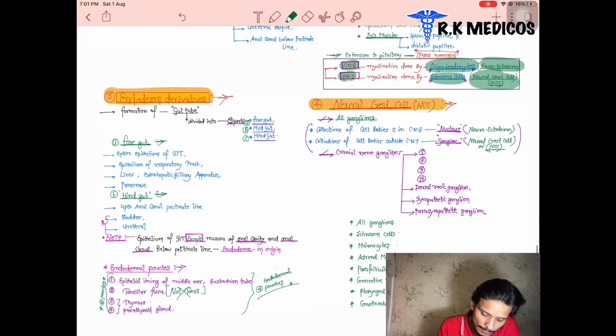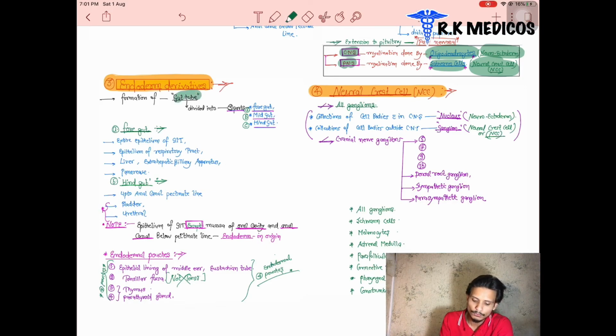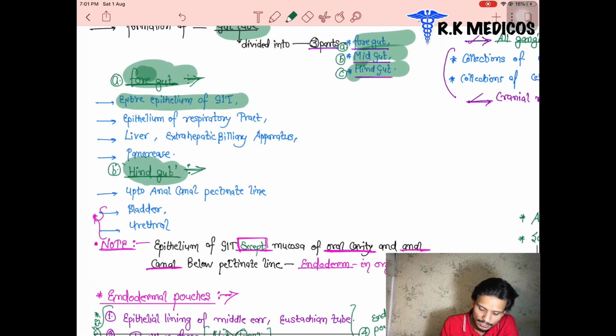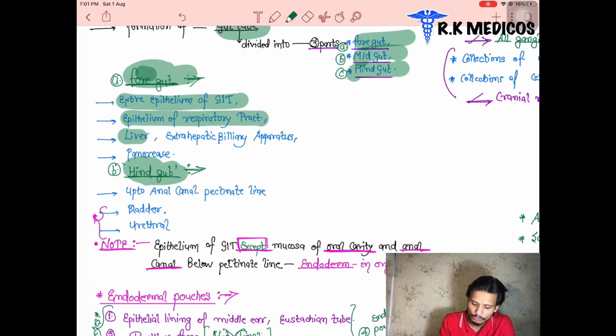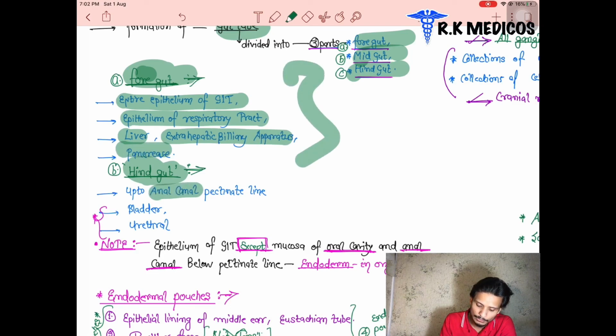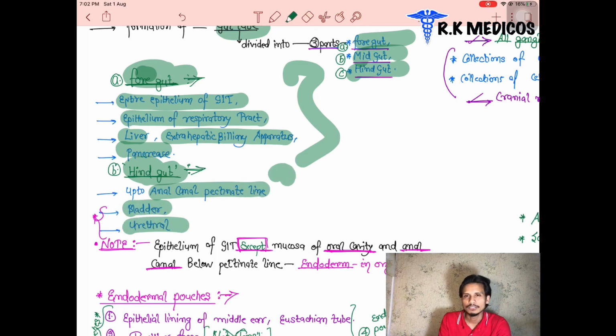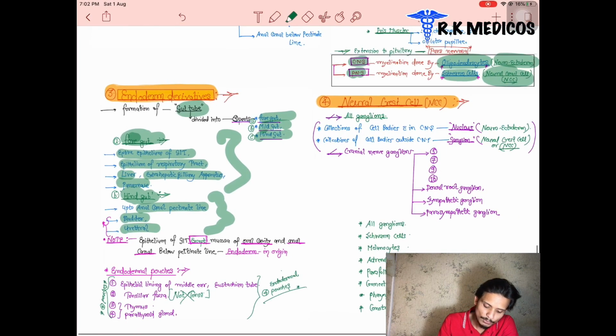Now endoderm development. We can see the gut tube, all the foregut, midgut, hindgut. The foregut, midgut and hindgut are going to develop from the endoderm. So now you know from where they develop and what the parts are. The foregut gives the entire epithelium of the GIT, epithelium of the respiratory tract, liver, hepatobiliary apparatus, and pancreas. Now the hindgut gives the anal canal up to the pectinate line, bladder, and urethra. These are the structures that develop from the endoderm, so you have to memorize them directly.